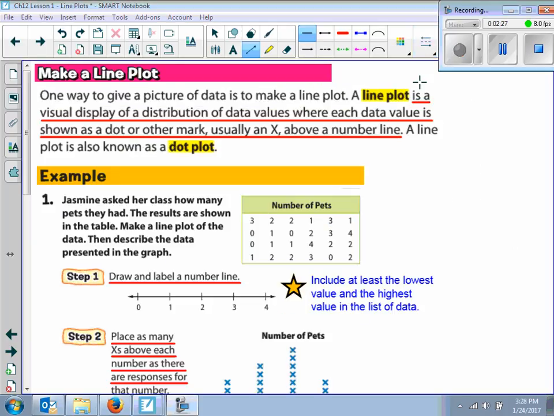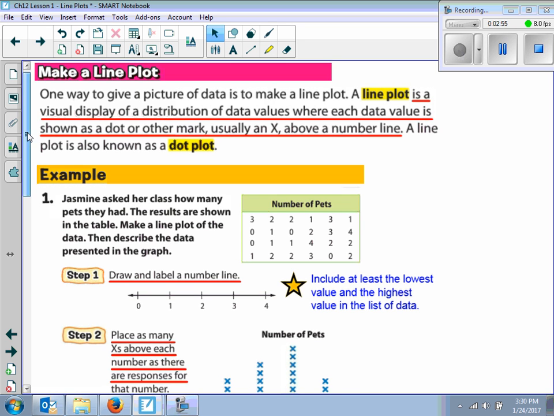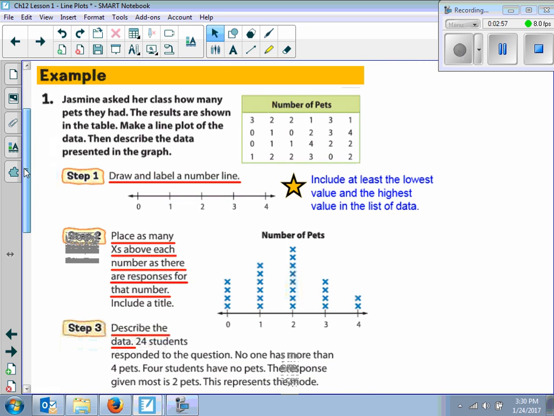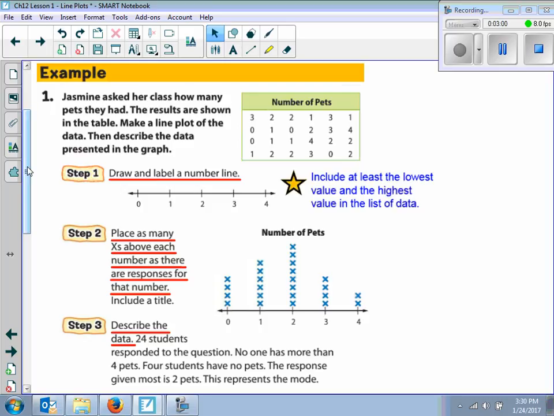Here we're going to make a line plot. Please write this definition down. A line plot is a visual display of a distribution of data values where each data value is shown as a dot or other mark, usually an X, just like we had in our warm-up, above a number line. A line plot can also be called a dot plot, but I'll usually call it a line plot, okay? All right, so this example you don't need to write down, just pay attention when I explain it.